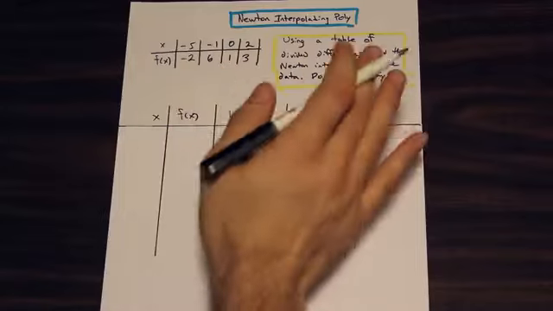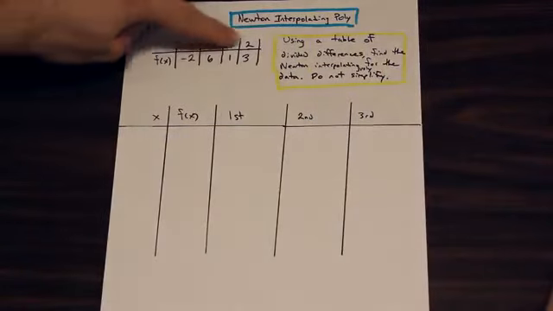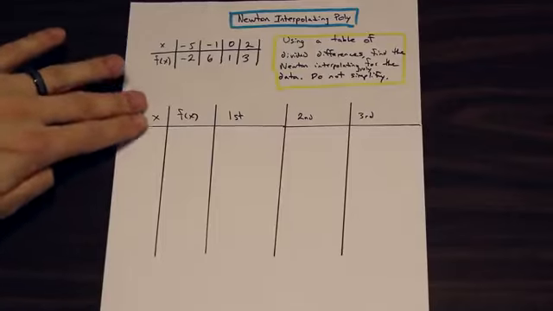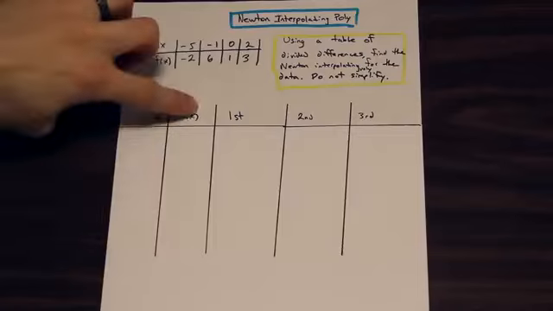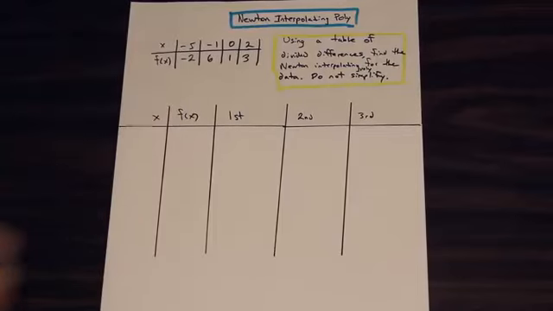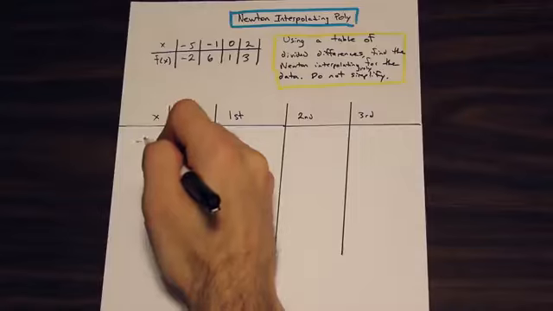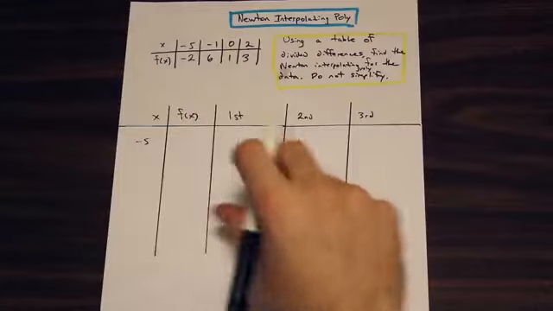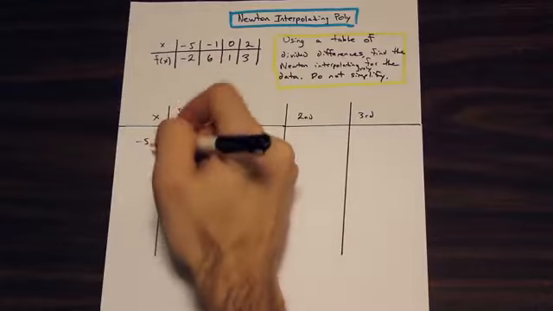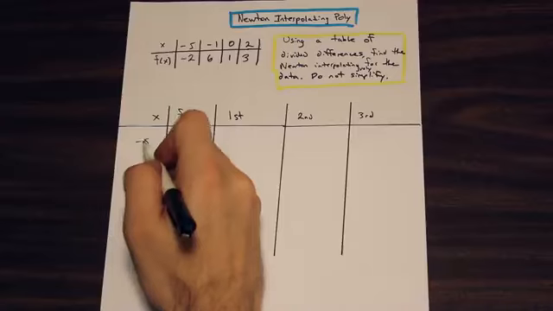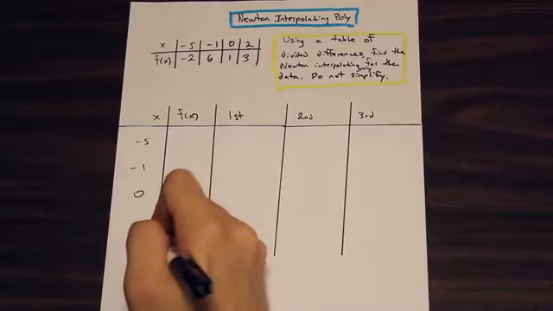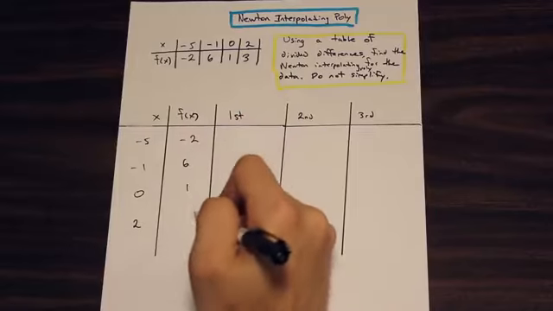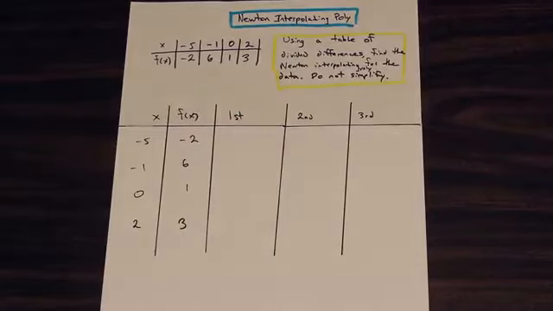The first step in our table of divided differences is to copy down our x and our y values. I like to keep the x value on the left side of the table, and the next column is going to be our f of x values. Give yourself some room vertically, because you need to write out small calculations and can run out of room. So we have -5, -1, 0, and 2, and for f of x, we have -2, 6, 1, and 3. Perfect, that's the first step.